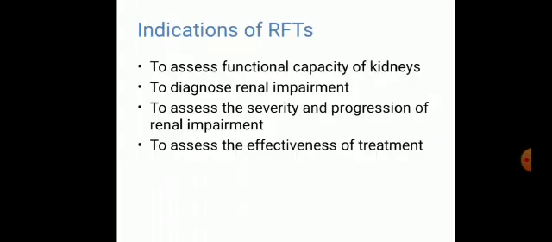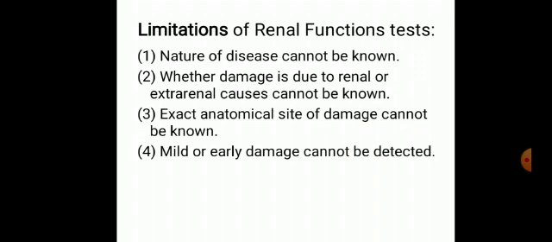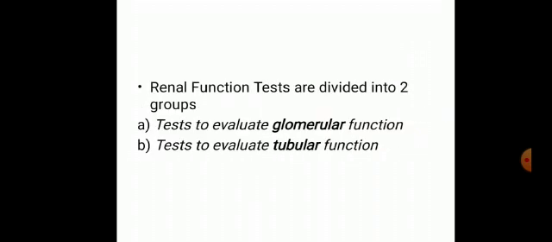Now, which are the indications of renal function test? The renal function tests are carried out to assess functional capacity of kidneys, to diagnose renal impairment, to assess the severity and progression of renal impairment, and to assess the effectiveness of treatment. There are certain limitations of renal function test, like the nature of the disease cannot be known, whether damage is due to renal or extrarenal causes cannot be known, the exact anatomical site of damage cannot be known, and mild or early damage cannot be detected by renal function test.